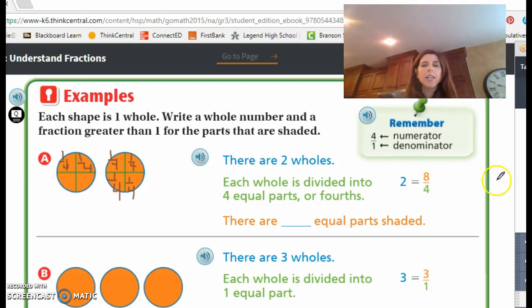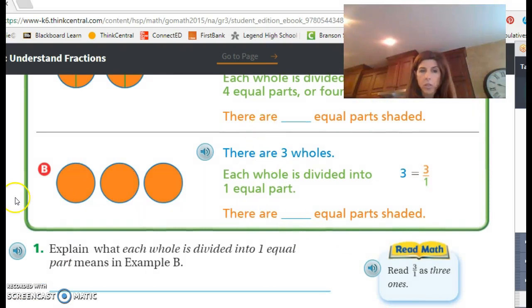So we have to remember that your denominator is going to look like this, because the denominator is what the equal parts are called. The equal parts are called fourths in this case. They're all fourths. How many equal parts? Each one is divided into 4 equal parts, or fourths. But how many parts are there? There's 1, 2, 3, 4, 5, 6, 7, 8. There's 8 parts. That's going to be your numerator. So your answer for that would look like this. There are 8 equal parts shaded. Let's take a look at another one.